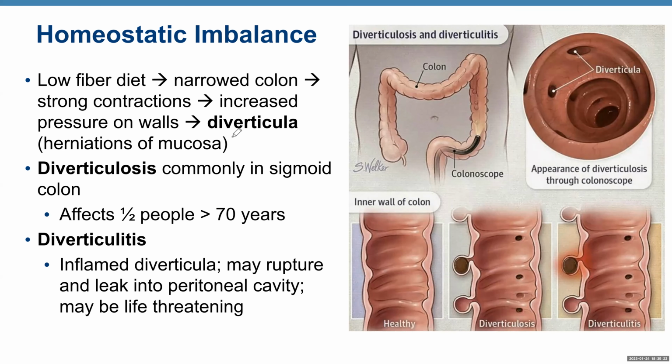Now, when these diverticula become inflamed, they may rupture and leak. So whatever you have in your large intestine, these substances can leak into the peritoneal cavity and may be life-threatening. Here's the appearance of diverticulitis through a colonoscope. So here we have these little pouches in the mucosa, right? And then when it's inflamed, that's what diverticulitis is.